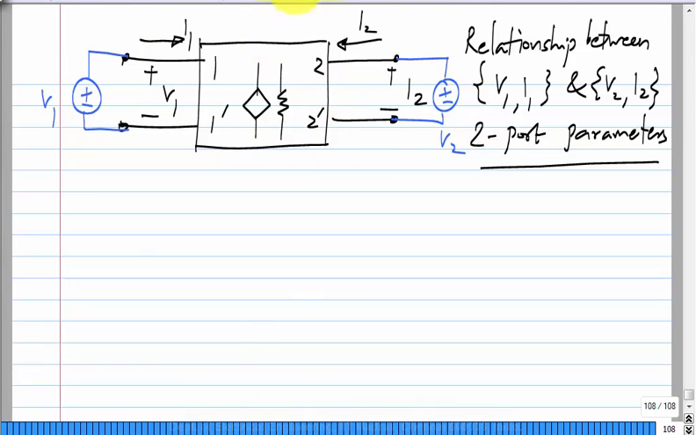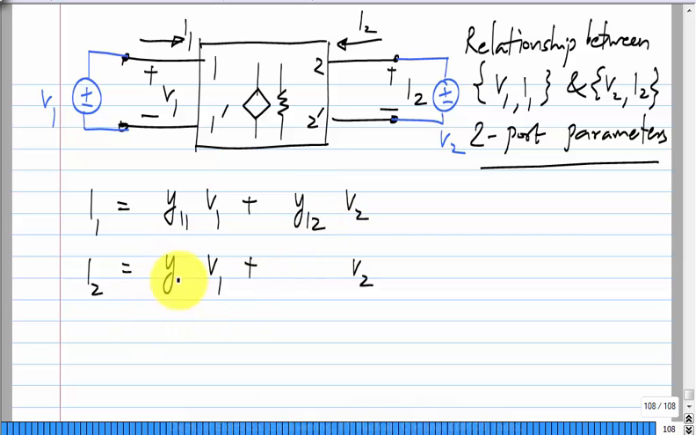So, in this particular case, I will write I1 as something times V1 plus something else times V2, and I2 as something times V1 plus something else times V2. And as we already discussed, these numbers will have dimensions of conductances, and this is denoted by the letter Y for reasons you will find out later. These things can be confusing. Sometimes notations follow some historical viewpoint and so on. So, Y11, Y12, Y21 and Y22.